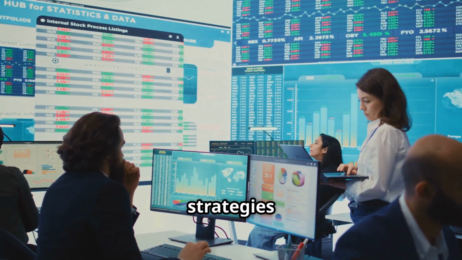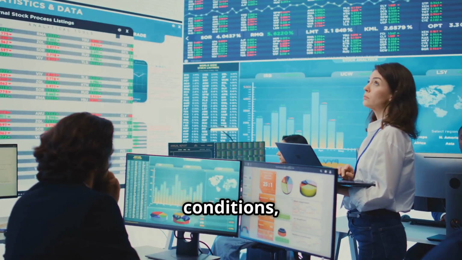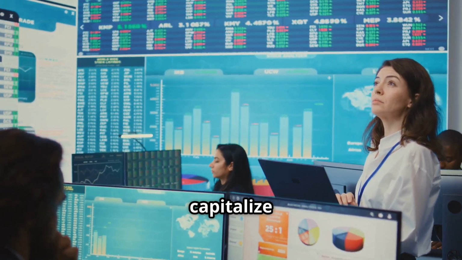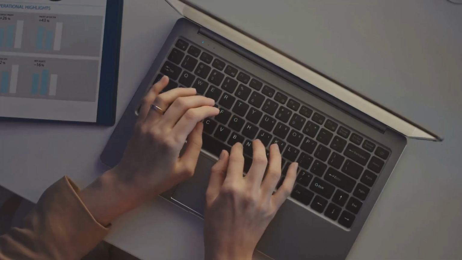By understanding how these strategies can be applied in different market conditions, you put yourself in a better position to manage risk and capitalize on opportunities.